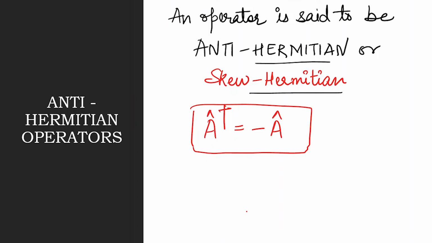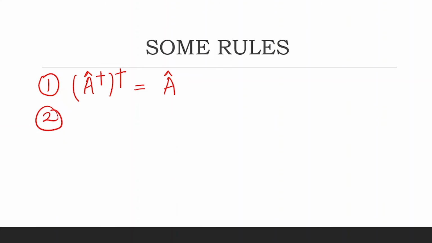So let's see some rules. First of all, if we have any operator and we take the adjoint, and then again take the adjoint of that operator, then it comes out to be equal to the original operator. Second, if we have any complex constant with any operator and then we do the adjoint, then we have to take the complex conjugate of that constant and then take the adjoint of the operator.